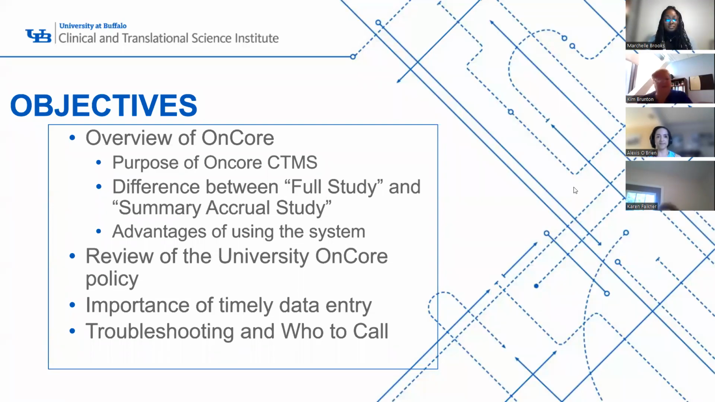So just quickly, the objectives of what we're going to go over today: a gross overview of what OnCore is, its purpose, and the difference between when we say that this is a full study or a summary accrual study, and what that actually means to you. A couple of the advantages of using the system. We're going to briefly go over the OnCore policy for the university, and we'll touch on just exactly how important it is to get timely data into the system.